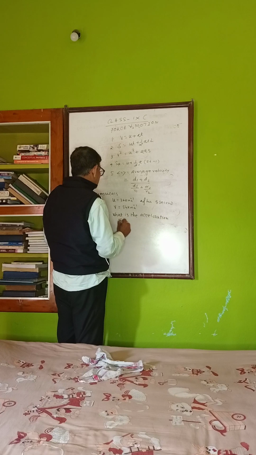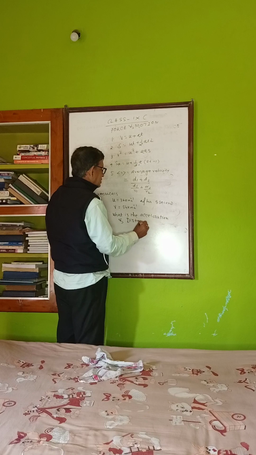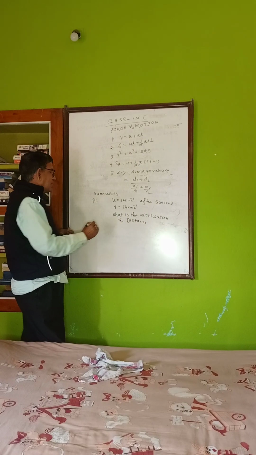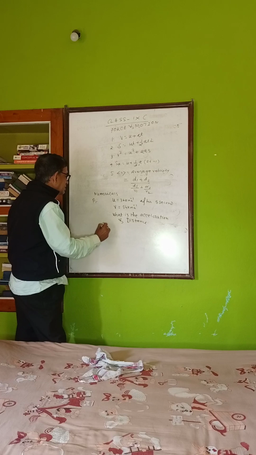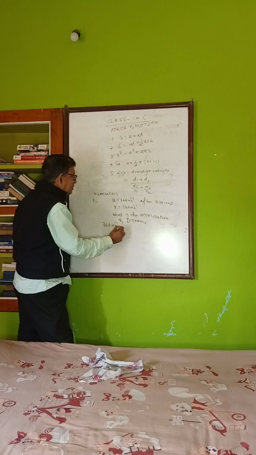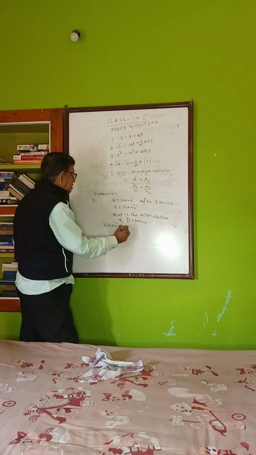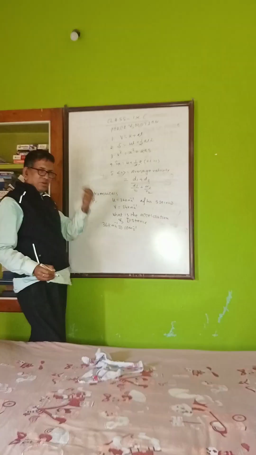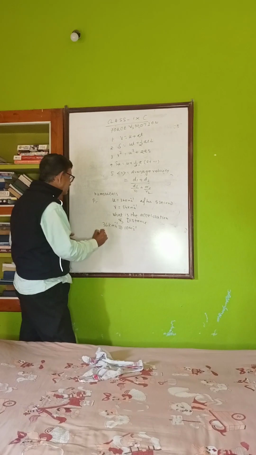And distance? Very simple. What is the acceleration? What is the distance? Now 36 km per hour is equivalent to 10 meter per second. It will be convenient for you. 10 meter per second. How?